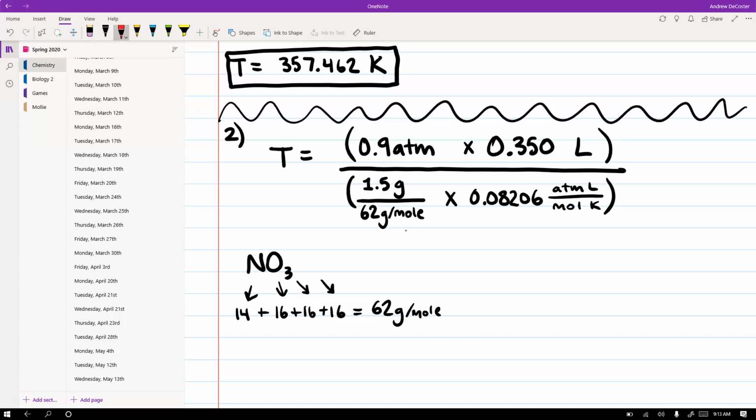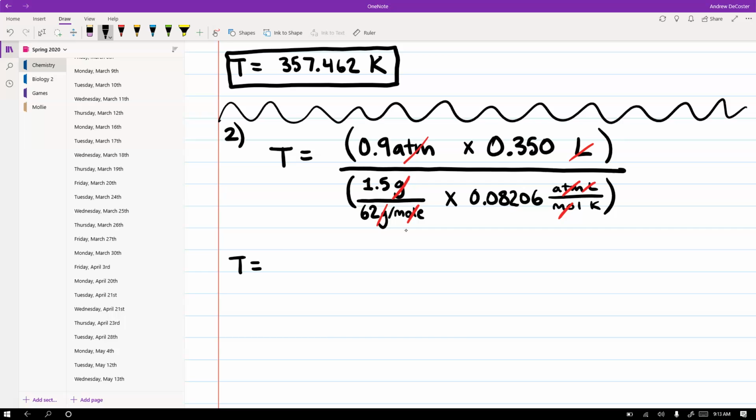Really quickly, I want you to show me what units cancel. So ATMs cancels because it shows up on the top and bottom. Grams cancels, moles cancels, and liters cancels. So again, K for Kelvin is the only unit that is left. So now I'm going to plug all of this into my calculator.